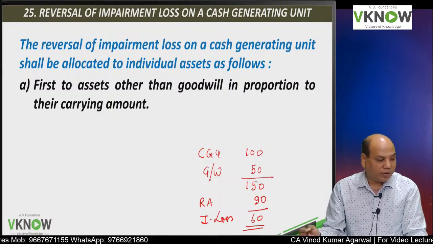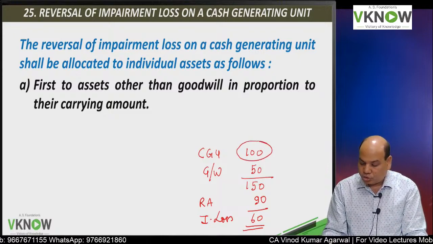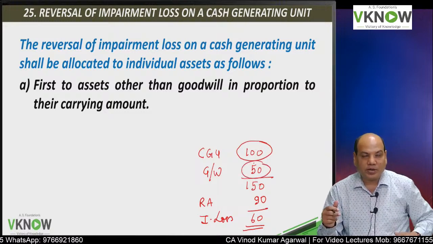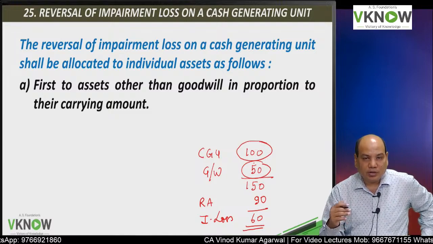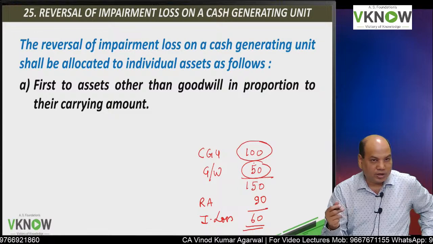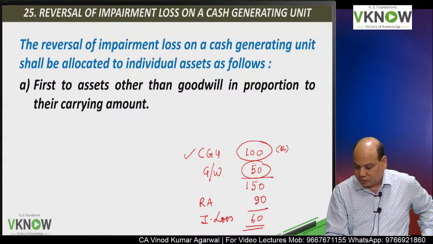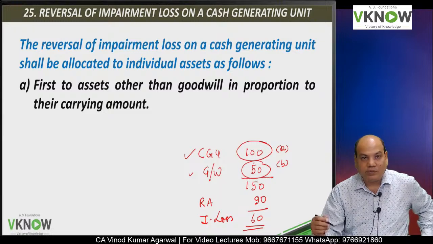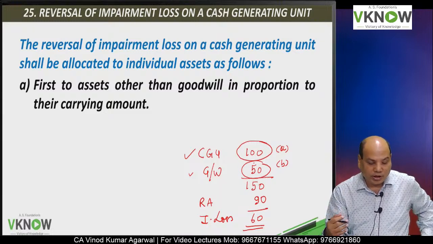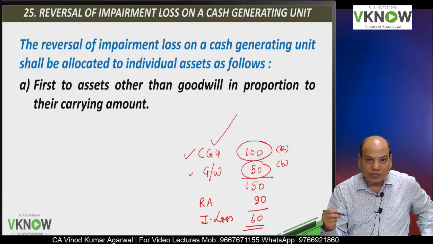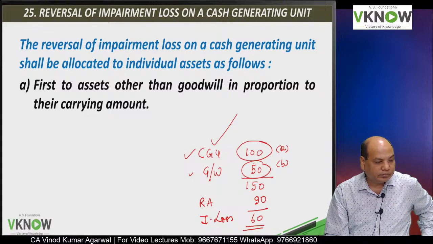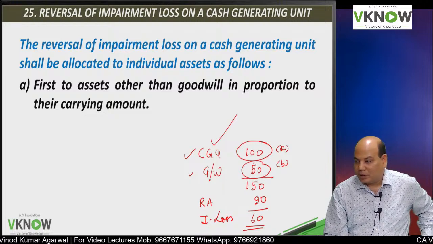Now the issue is, suppose I have to reverse the impairment loss. Where will I reverse first? Will I reverse over the CGU first, or will I reverse over goodwill first? In case of reversal of impairment, impairment of which asset will be reversed first? Option A, CGU. Option B, goodwill. Suppose there is a reversal of 10 rupees. Should I reverse over CGU or over goodwill? Please reply. Which asset's impairment will be reversed first?